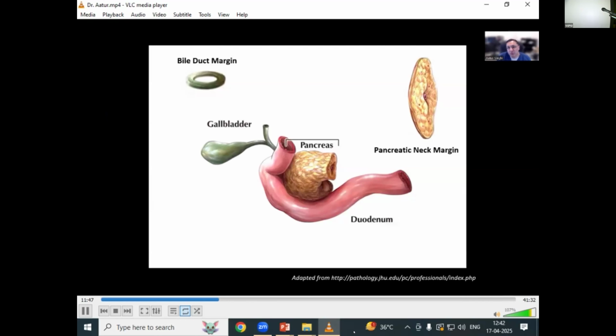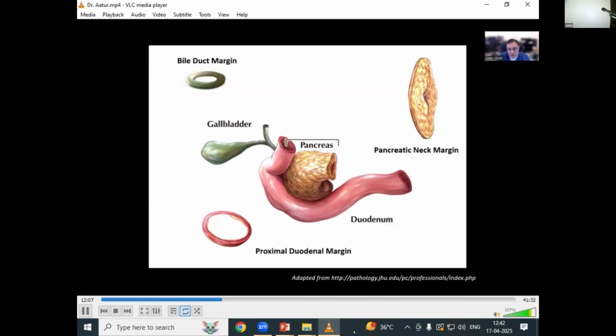Lastly, there are 2 types of Whipple specimens that may be received. First, there's the classic pancreaticoduodenectomy that includes not only the duodenum, but the attached gastric pylorus. The second is a pylorus-preserving pancreaticoduodenectomy, as pictured here. In cases of pylorus-preserving pancreaticoduodenectomy, we will also take that proximal duodenal resection margin.